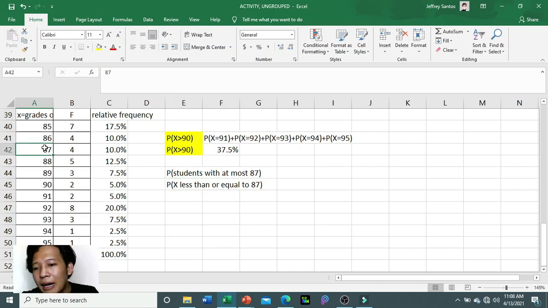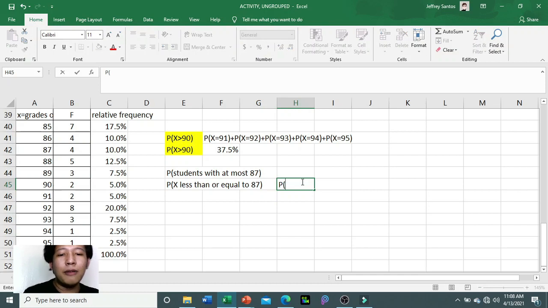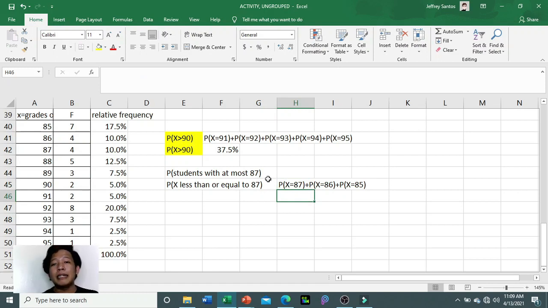So, pupunta po tayo dito sa ating probability distribution and we are to look for the probabilities ng x is less than or equal to 87. So, we are looking for the probability of x is equal to 87 kasi less than or equal to, 'di ba? Plus the probability of x is equal to 86 kasi yun yung less than, plus the probability of x to which it is equal to 85. Alright, so we are looking for this probability.